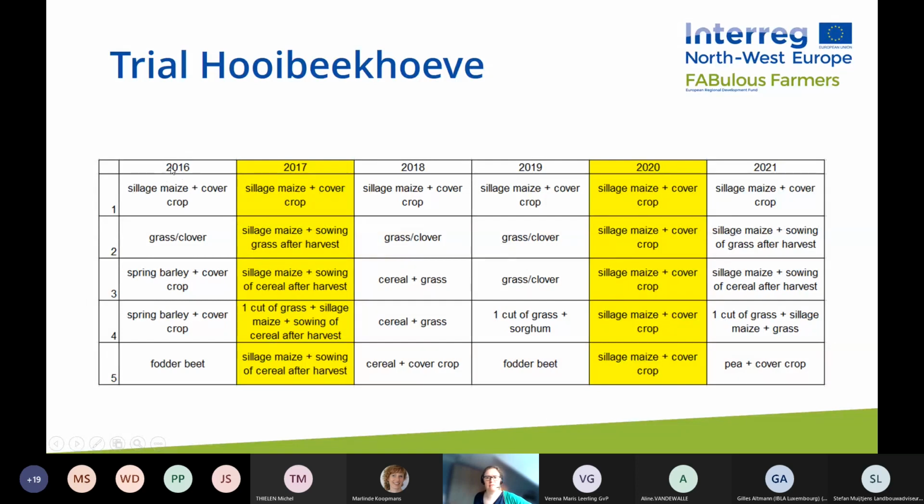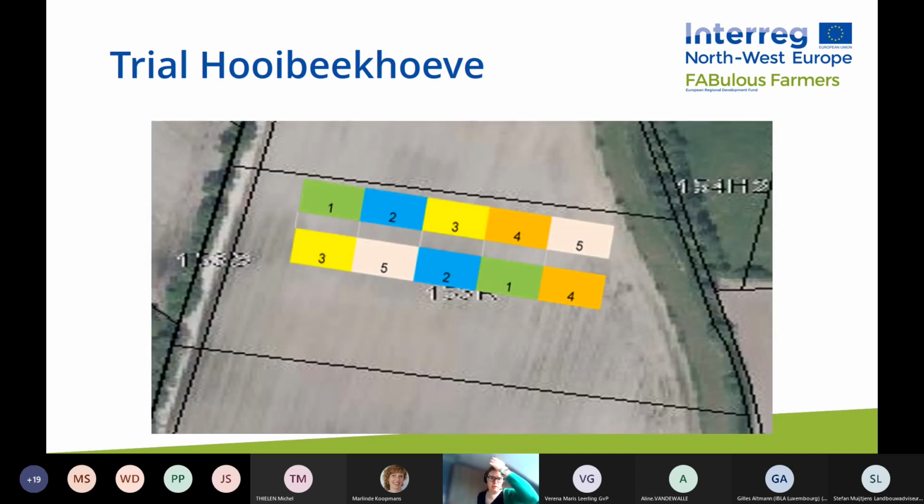We started in 2016, and 2017 and 2020 were 2, we call it reference years. So in these years, all plots are covered with maize, and the first plot is a monoculture maize. That's the reference that we are relating to with all the other rotations. And when you look at it on the field, it's placed like this. So you see here the 5 different rotations.